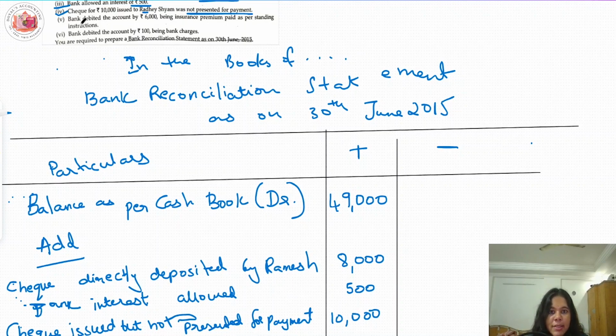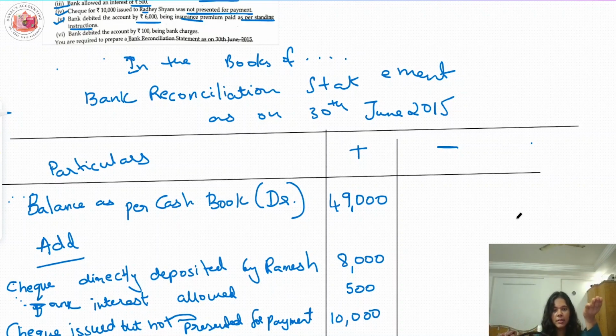Now let's go to the next point. Bank debited the account by 6,000 being insurance premium paid as per standing instructions. Now, as per standing instructions, our bank has paid on our behalf our insurance premium. My accountant doesn't know. I got the SMS, but I forgot to tell my accountant, so he doesn't know. Insurance premium has been deducted from our passbook. So to compensate it, what should be done in the cash book? It's an expense, right? It needs to be deducted from our cash book as well.